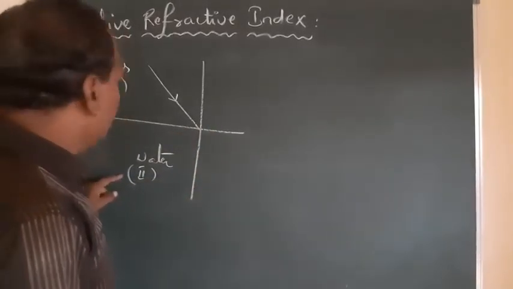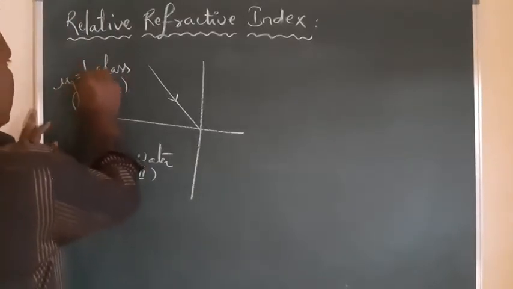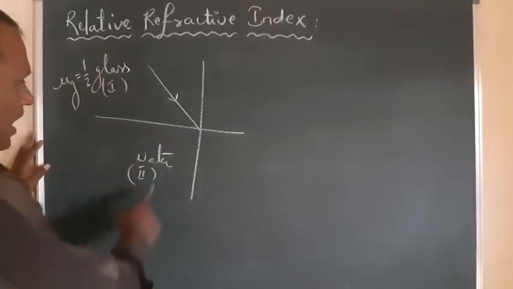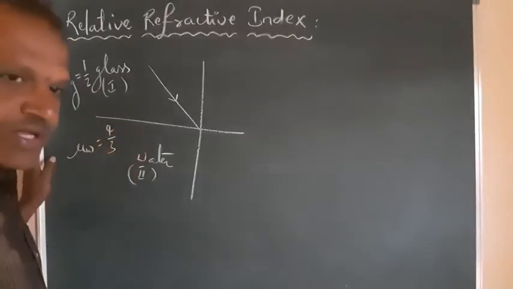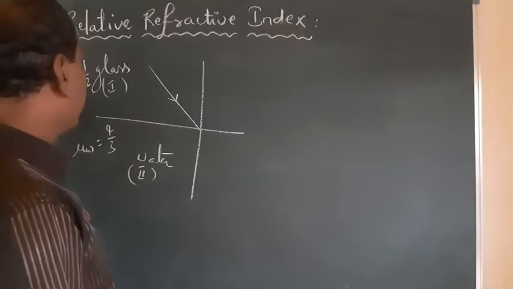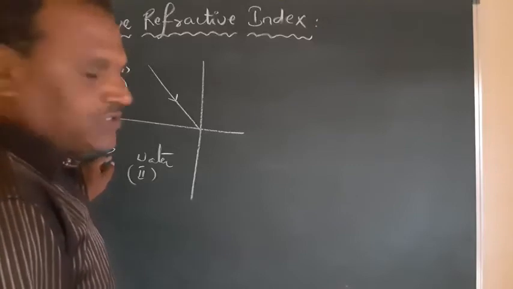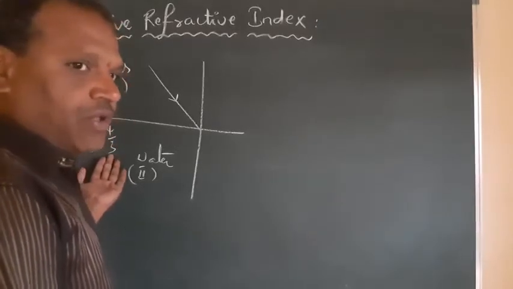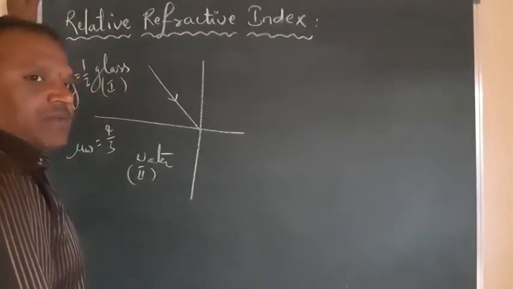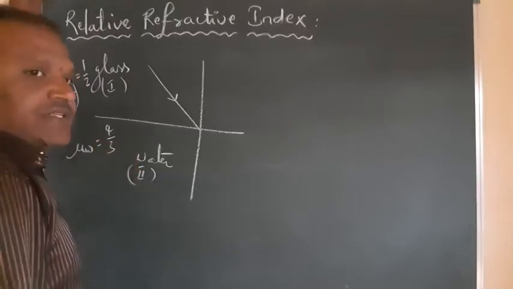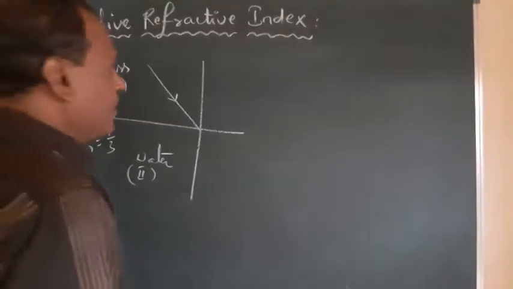Here the light ray is propagating from glass to water. Glass has the refractive index, I am writing it as mu g. Already I gave this value, 1 by 2, the refractive index of glass. And the refractive index of water I gave, mu w, is 4 by 3, right? So which one is greater? 1 by 2 means half, it is 0.5, but 4 by 3 is 1.33. The refractive index of water is greater compared to that of glass.